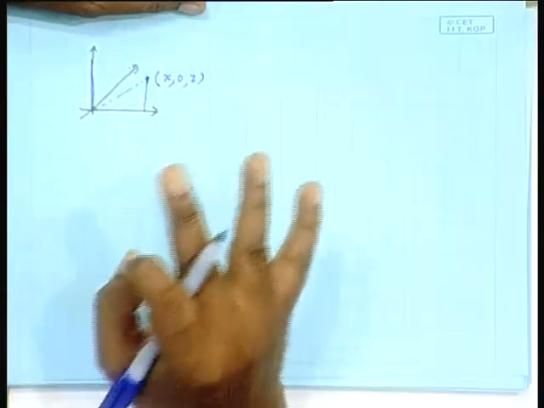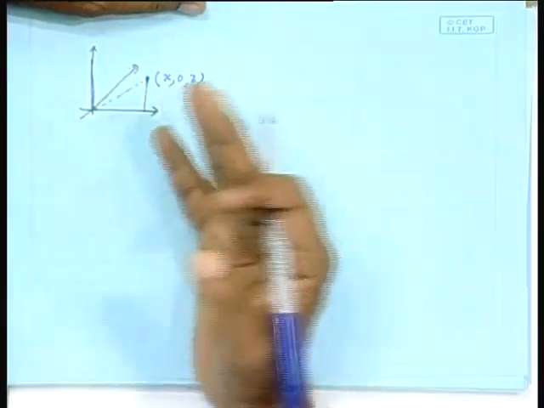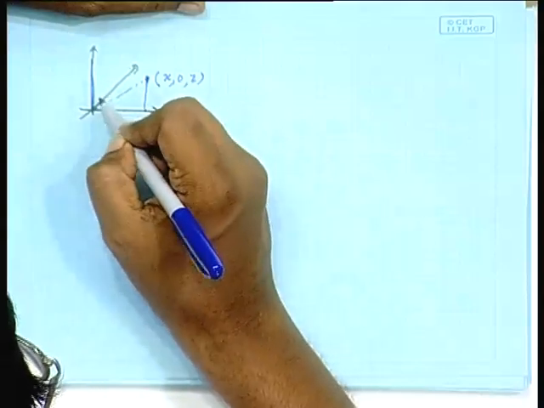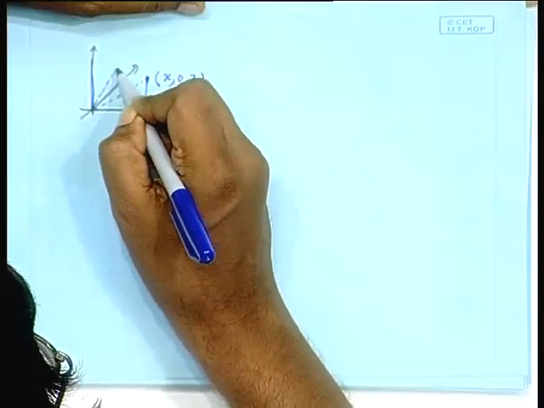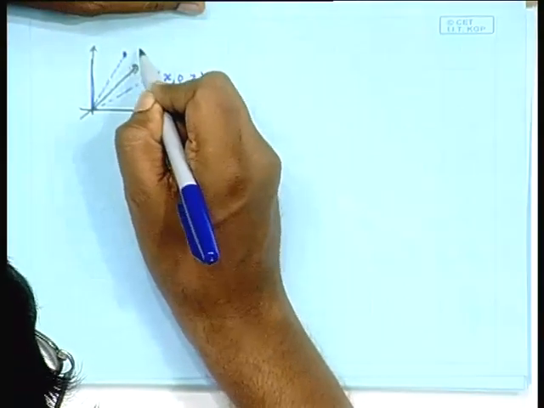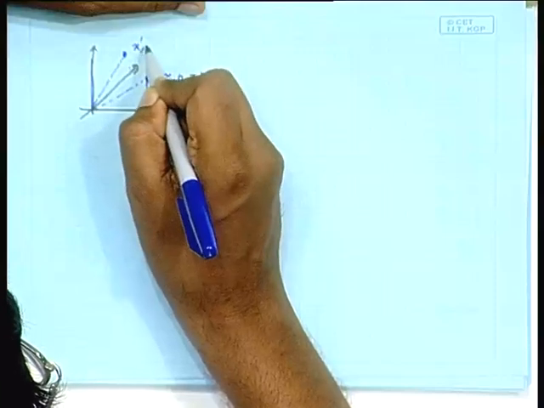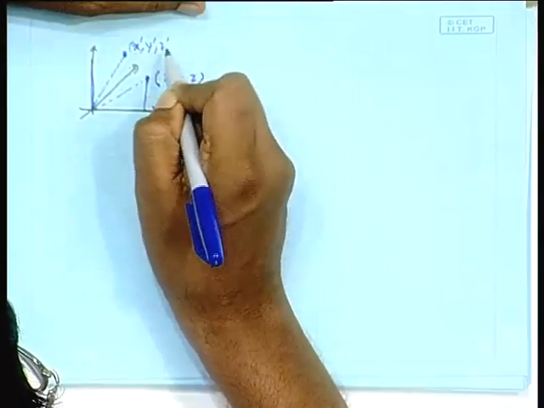But the other vector that will be given is not so simple. It is a general vector. It is like this, x prime, y prime, z prime.